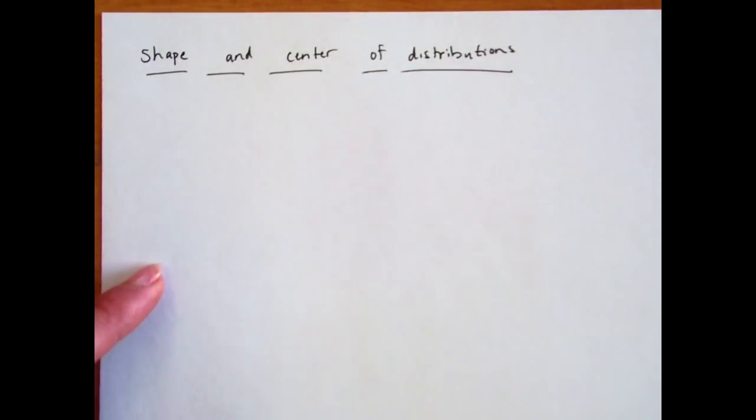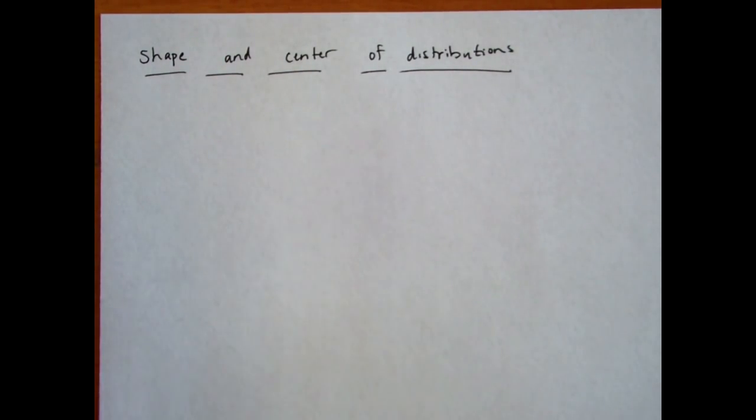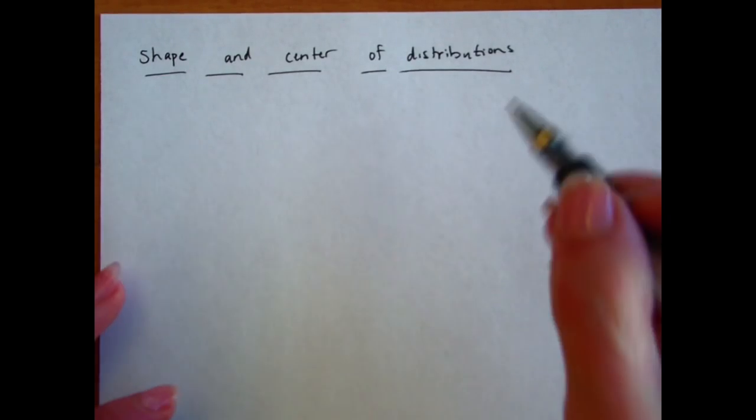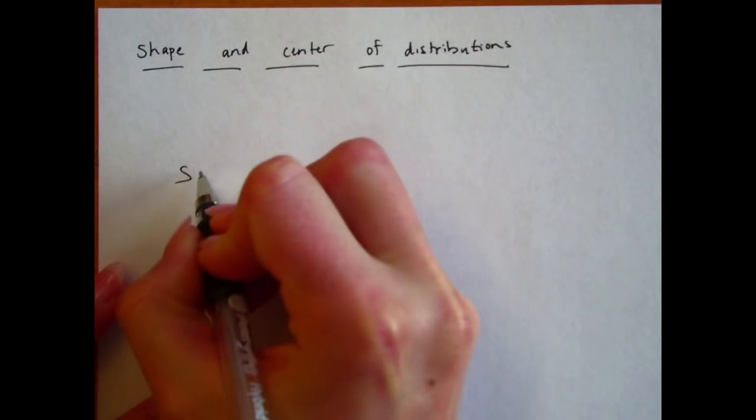This video is going to review the shape and center of distributions. Some of this information will be covered in more detail next class. So the first word that we use to describe distributions is symmetric.